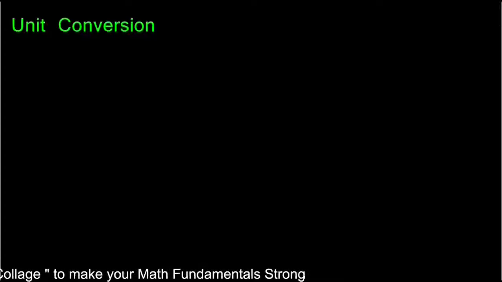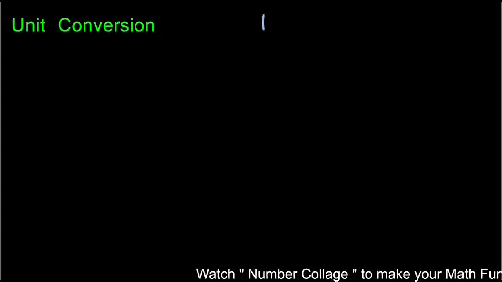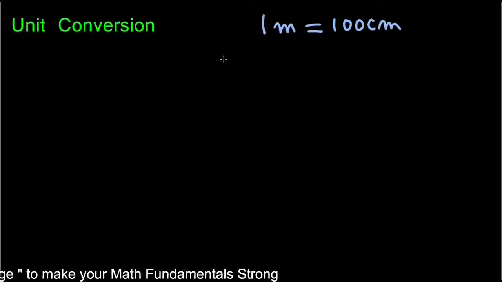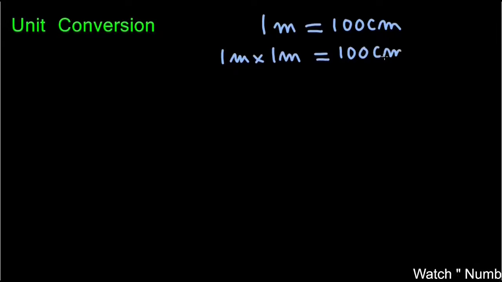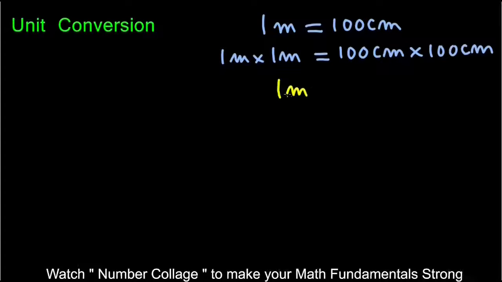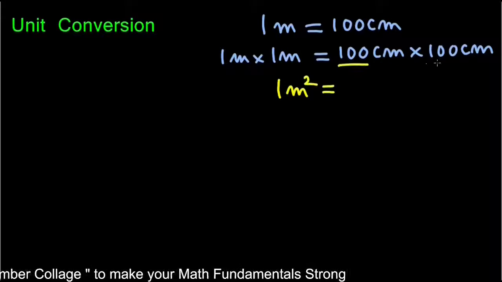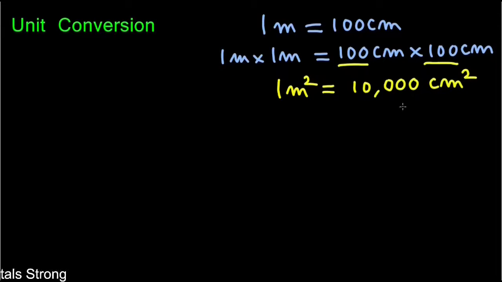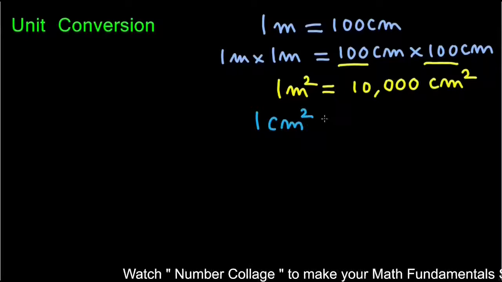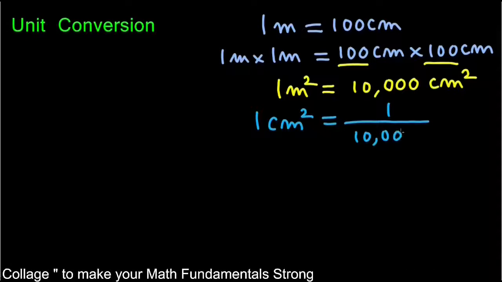Now let us understand basics about unit conversion. We know that 1 meter equals 100 centimeter. So 1 meter multiplied by 1 meter will be equal to 100 centimeter multiplied by 100 centimeter. So 1 meter square will be 100 multiplied by 100, that is 10,000 cm square. Conversely, we can say that 1 cm square equals 1 upon 10,000 meter square.